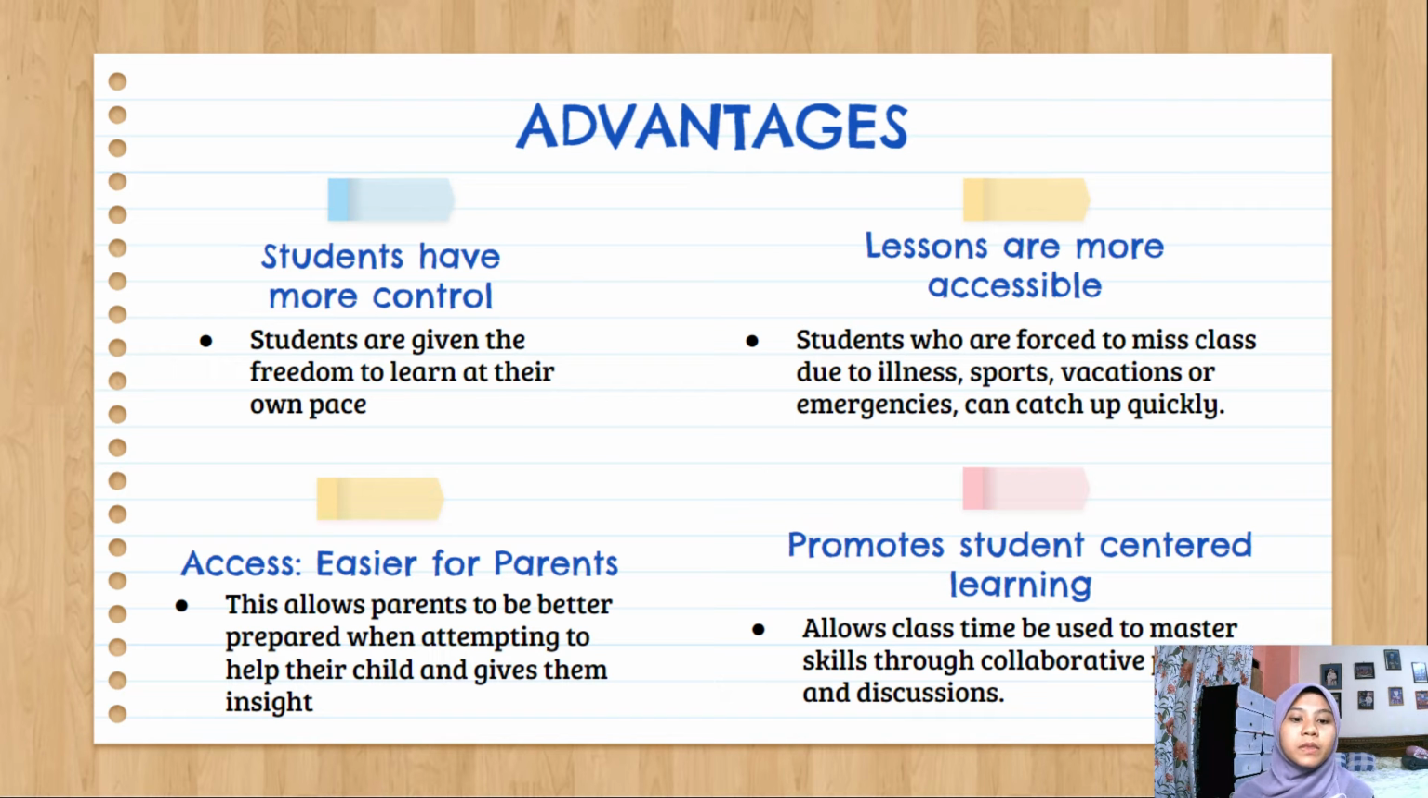Okay, next, the third one is access is easier for parents. Unlike traditional classroom models, flipped classroom gives parents 24 hours access to their children's video lectures. This allows parents to be better prepared when attempting to help their children and gives them insight into the quality of instruction their children are receiving. So parents can also play their role by helping their children on the children's study.